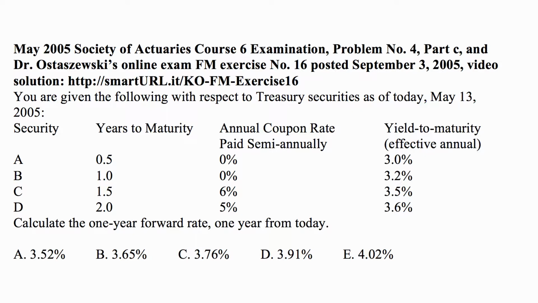And then bond D has 2 years to maturity. Annual coupon rate paid semi-annually is 5%, so it's 2.5% per half a year that is paid. And the yield to maturity effective annual is 3.6%. Calculate the 1 year forward rate 1 year from today.